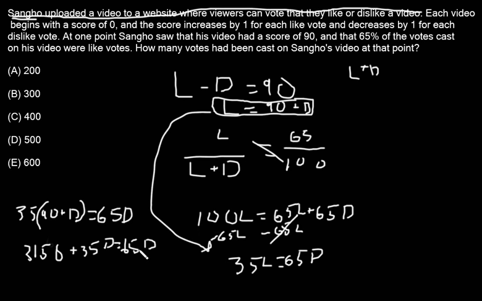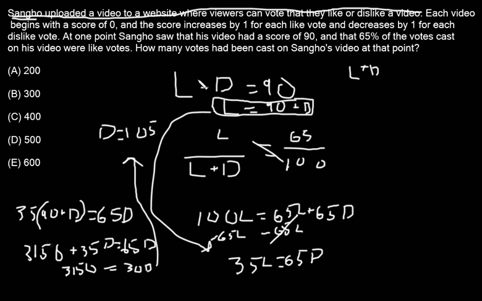Subtract 35D on each side, you have 30D. Is it 30D? Yeah, it's 30D is equal to 3,150. And you can solve 3,150 divided by 30 in your head, or you can do that on your paper. We're going to move the equation up here. You get D is equal to 105.